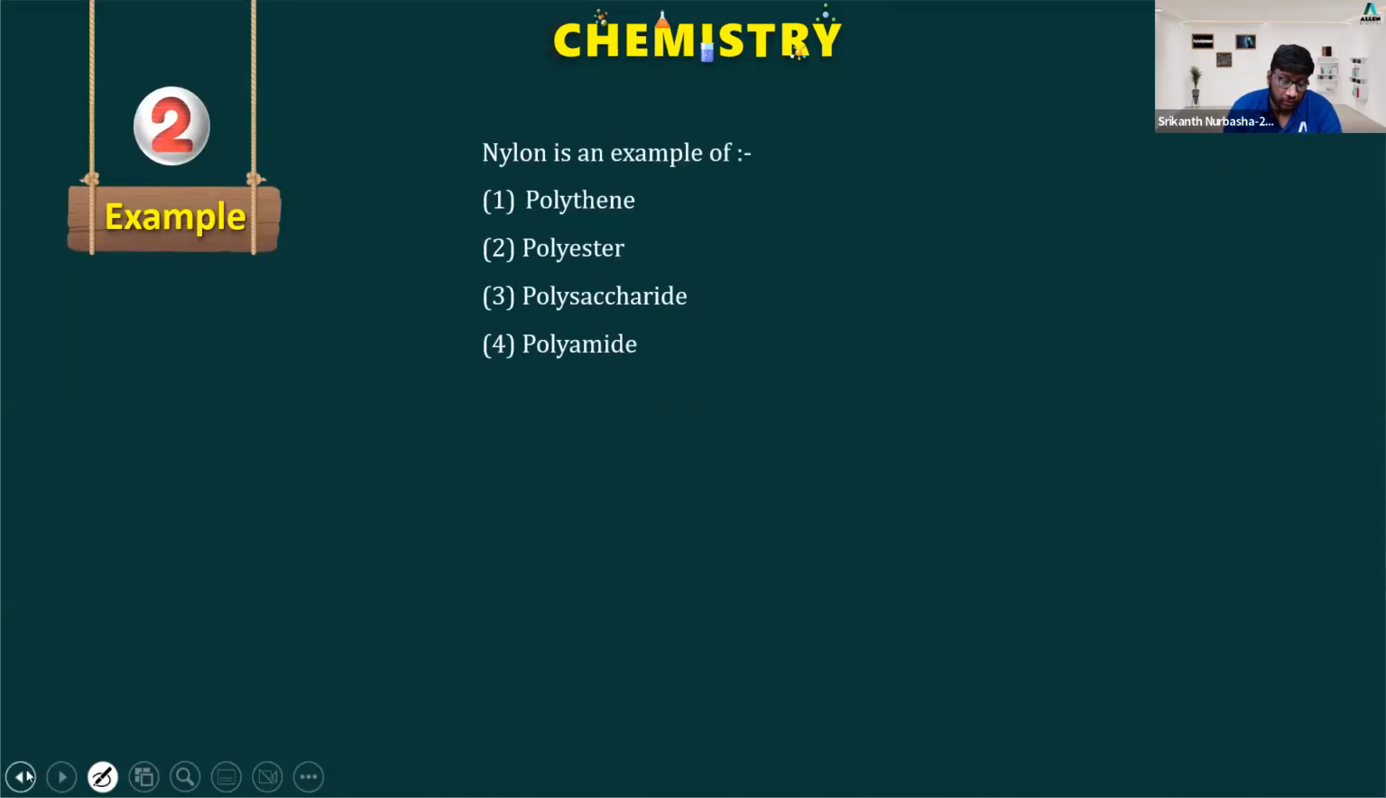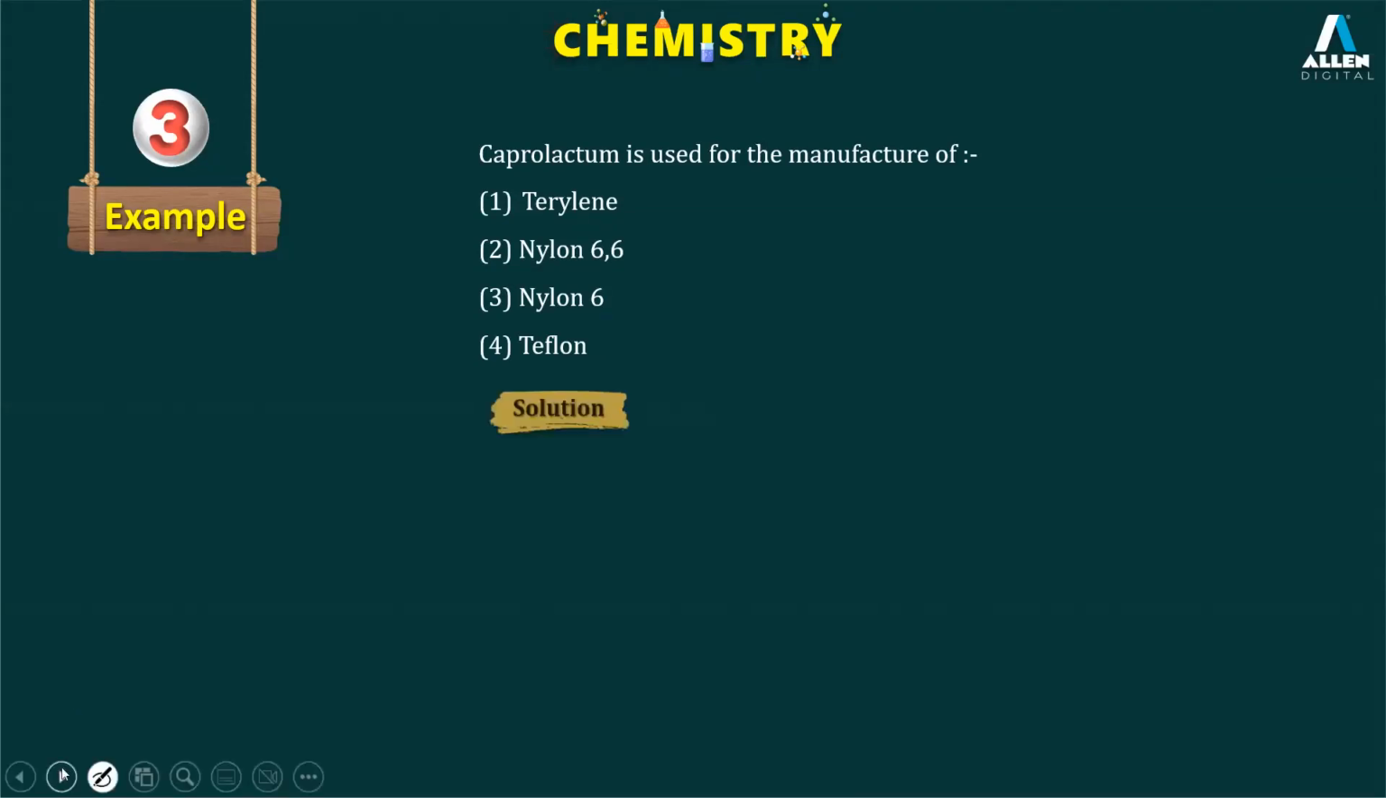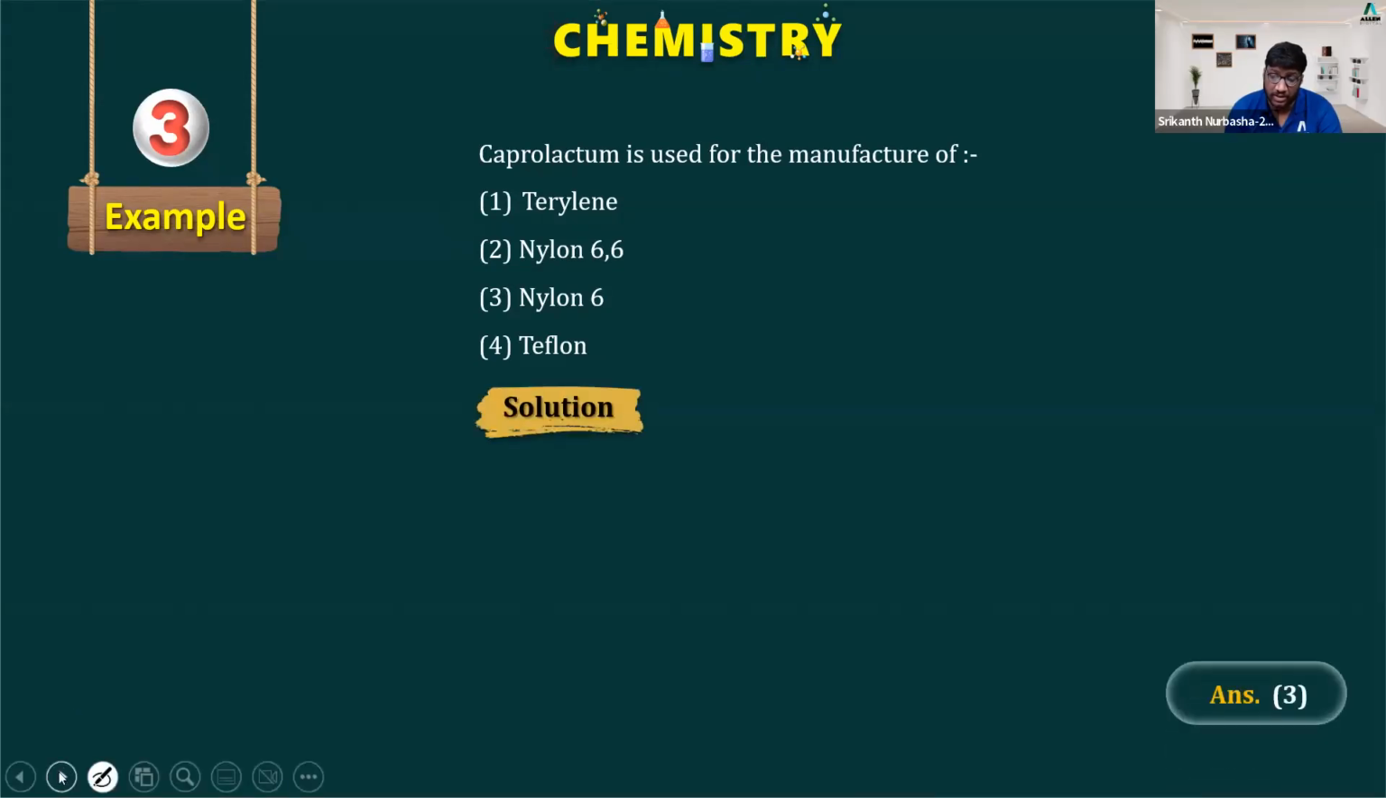Nylon is an example of polyamide. Nylon 6,6, nylon 6, nylon 2, nylon 6. They are all polyamides. Caprolactam is used for the manufacture of nylon 6, not nylon 6,6. Okay.